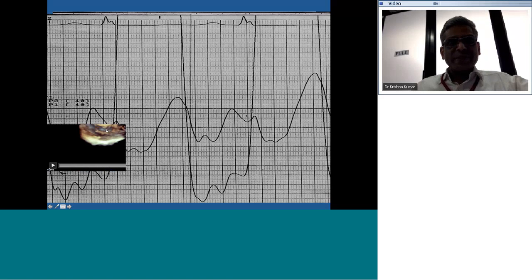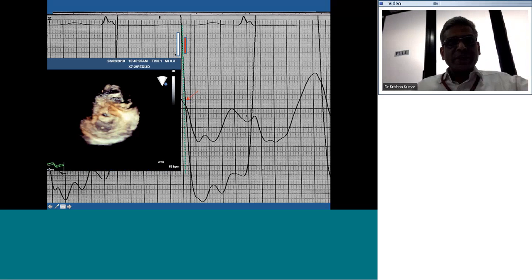And if the buildup of LA pressure is substantial, this valve opens immediately, so the A2-OS interval is rather short in that situation. So that is the opening snap, and this is the A2-OS interval that you are seeing. And that duration is inversely proportional to the severity.